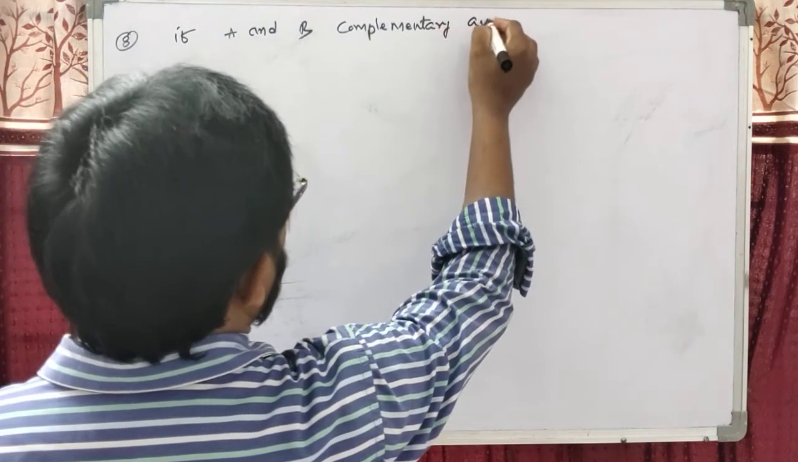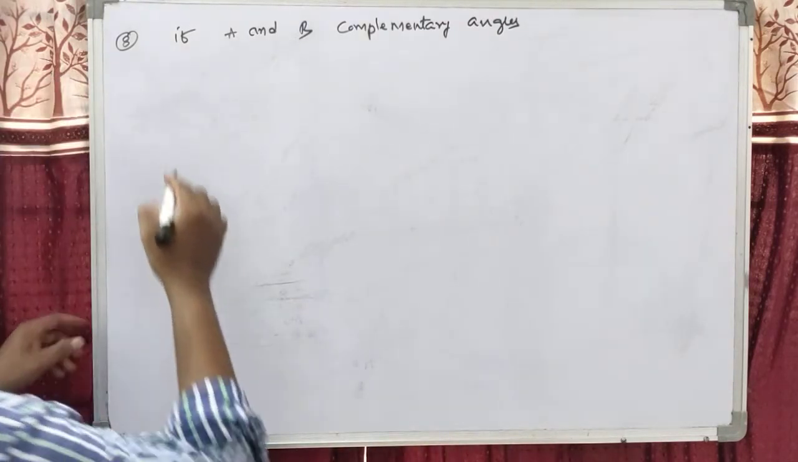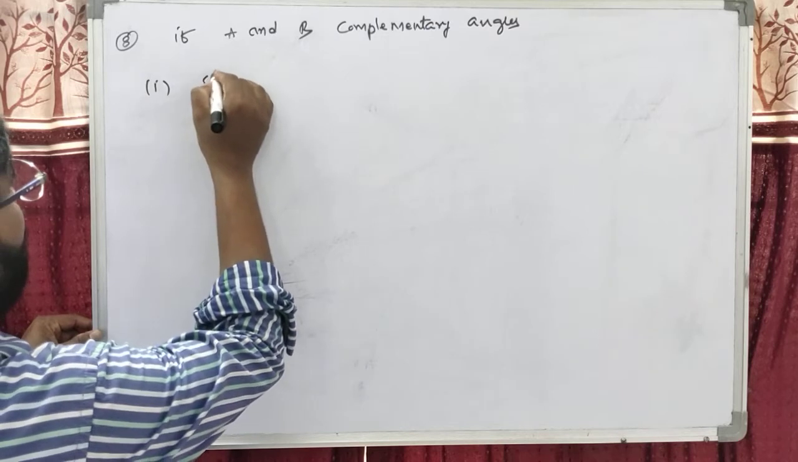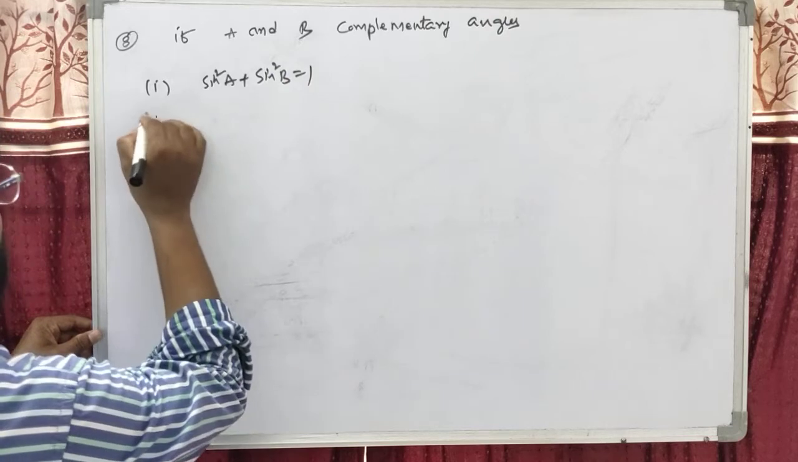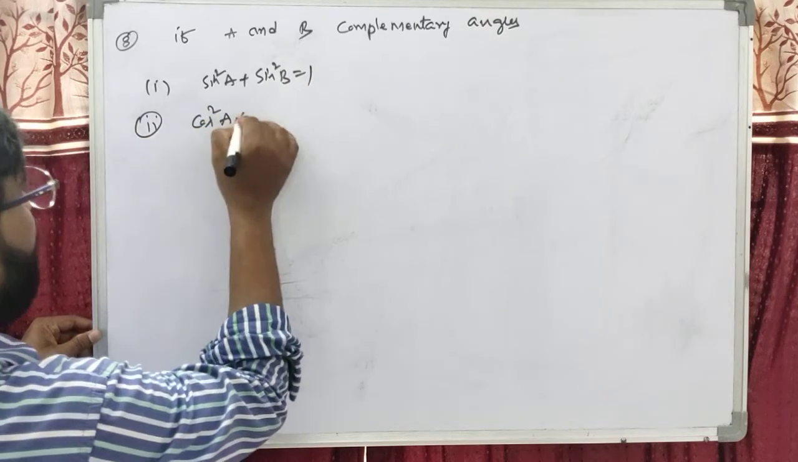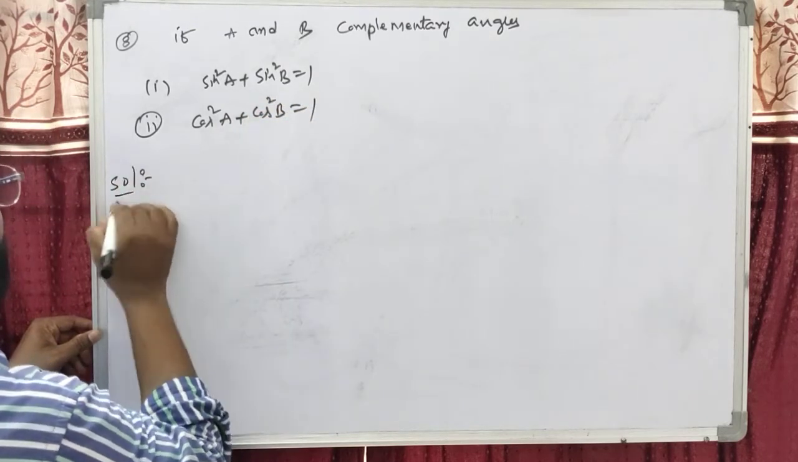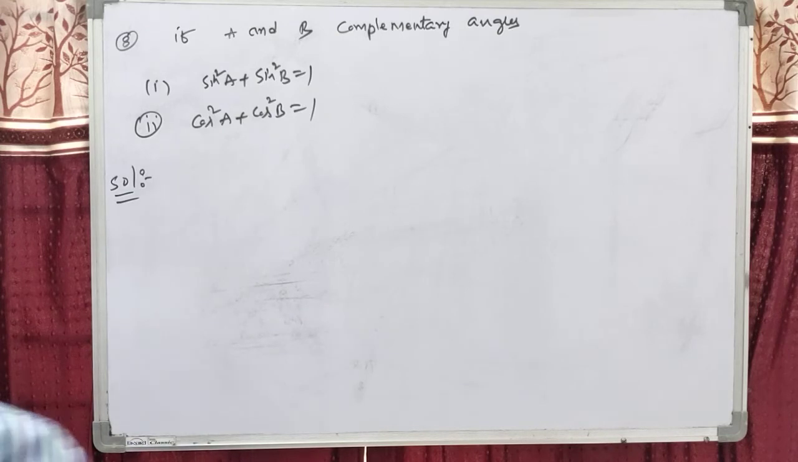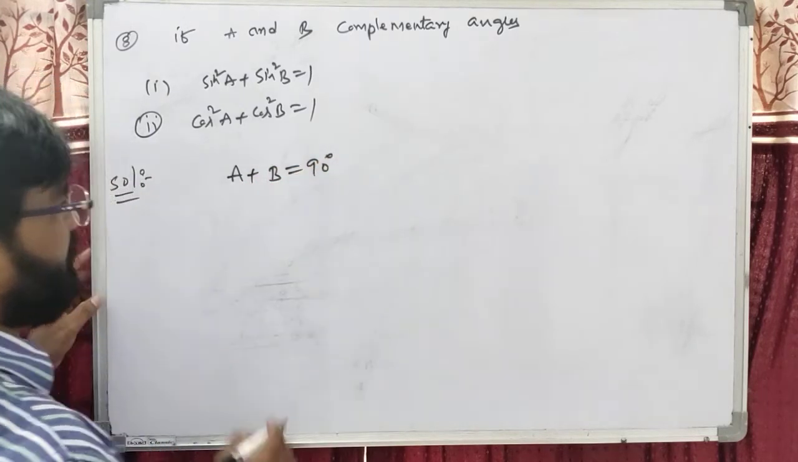Complementary angles, dear students. Then sin square A plus sin square B equals 1, and another one, cos square A plus cos square B, also 1. Here A and B are complementary angles. Then sin square A plus sin square B is 1, and cos square A plus cos square B is 1. Complementary angle means, dear students, A plus B, the sum of the angles, is 90.